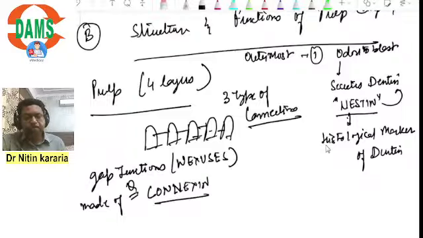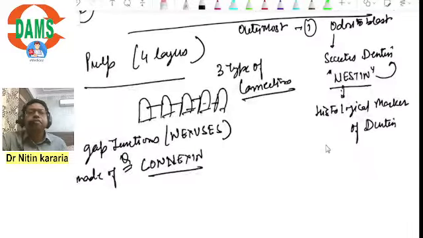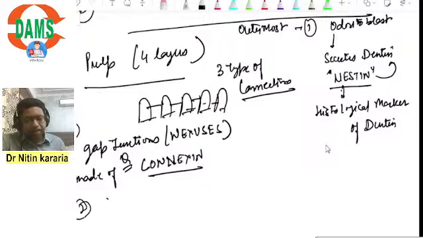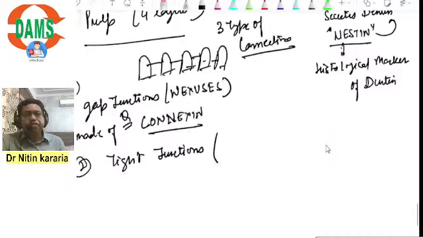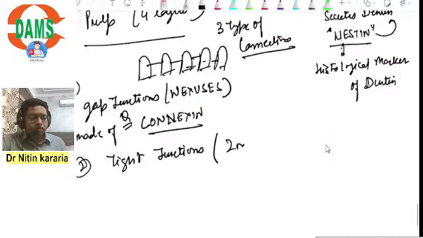This question has also been asked a couple of times. Which is the protein which makes up the gap junctions present between the odontoblasts? So the protein is connexin and the gap junctions are called nexuses. The second type of connections is tight junctions, which are also called zonula occludens.